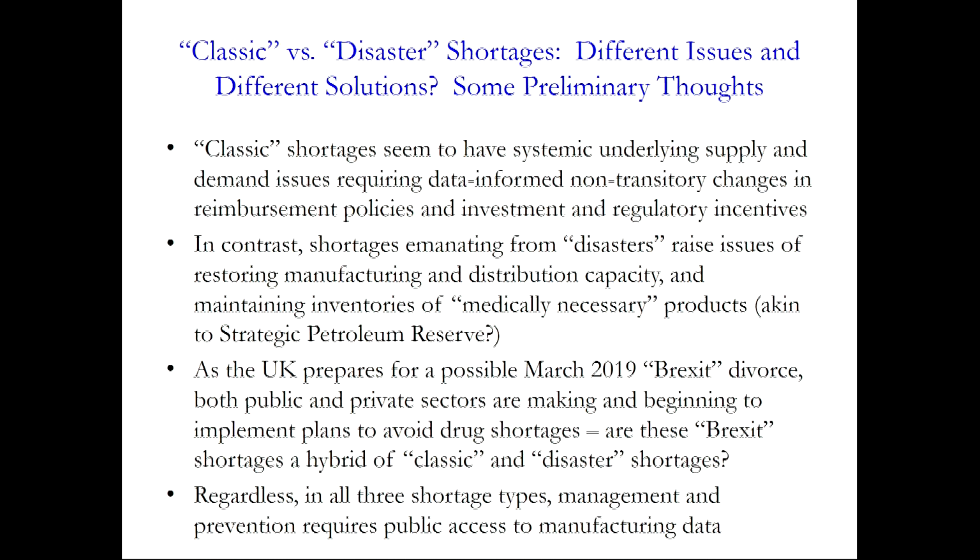As the UK now prepares for a possible March Brexit, we're reading in the newspapers both public and private sectors are making and beginning to implement plans to avoid drug shortages there. These Brexit shortages, I think, can be viewed as a bit of a hybrid between classic and disaster shortages. But regardless of what type of shortage it is, I think one of the most important themes we will come across today and tomorrow is that we need data. We need much better data to identify where the shortages are and where the possible manufacturers are. Thank you.